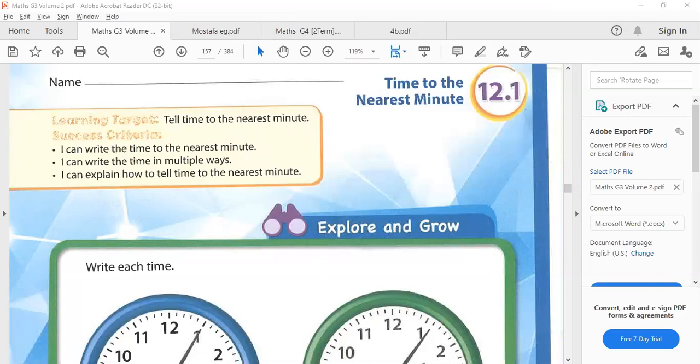Hello, my dear friends. Today, inshallah, we are going to start a new chapter in which we will talk about time, and how to say what time it is, how to read the clock, how to say what the time is, and let us see how to deal with a clock.